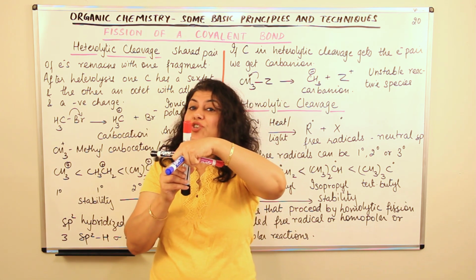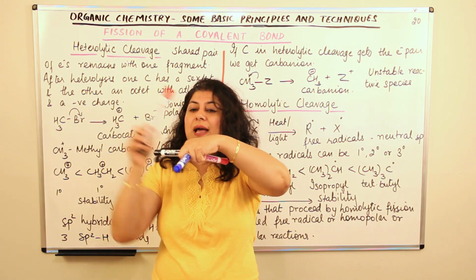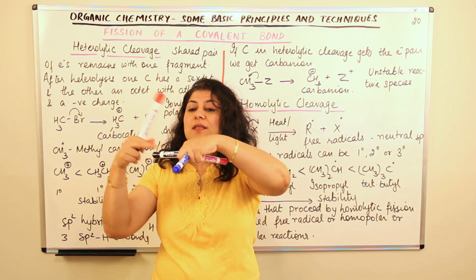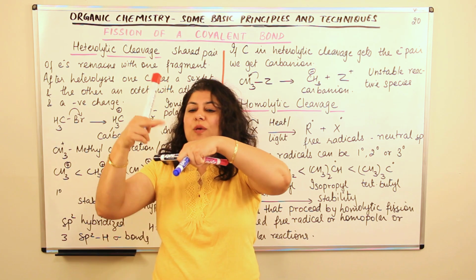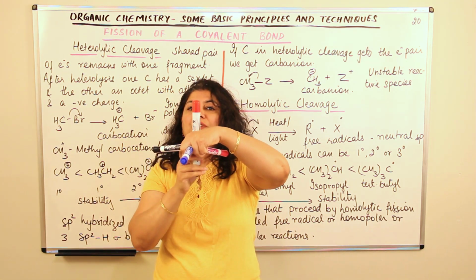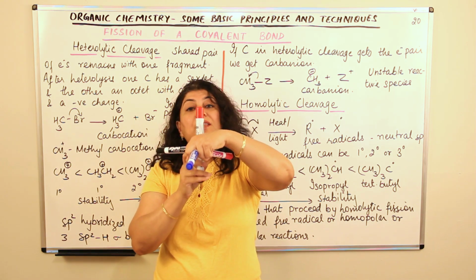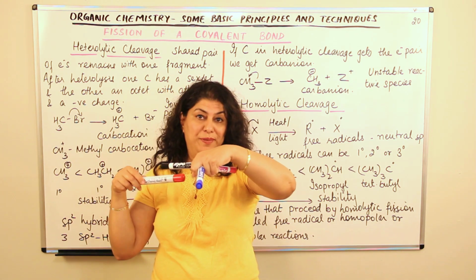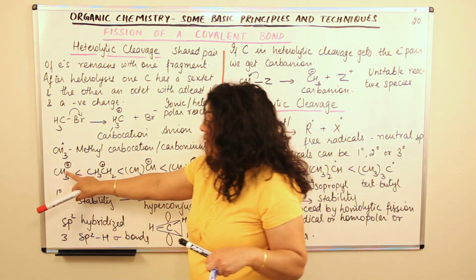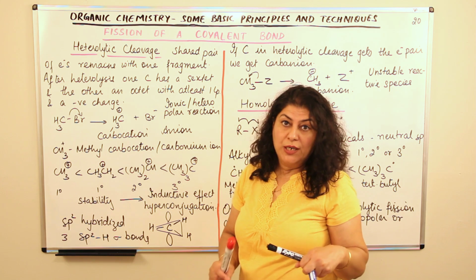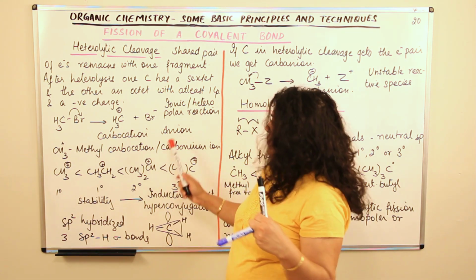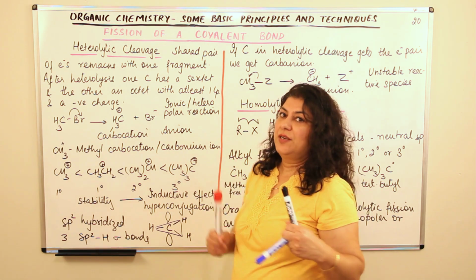So such an arrangement with an empty p orbital and 3 sigma orbitals is known as this. These 3 will hybridize with one s and 2 p orbitals, and the empty p orbital will be perpendicular to it, and the molecule will be triangular in shape. That is what happens in the case of a carbocation. The carbon which has the positive charge is sp2 hybridized. Therefore, it will form a triangular planar structure.